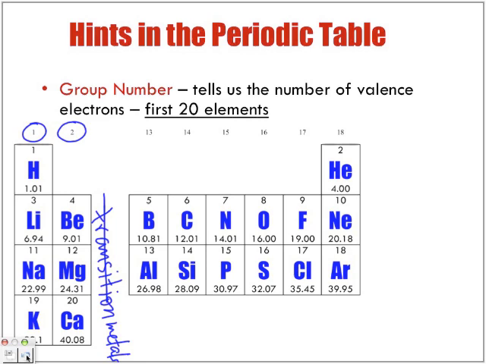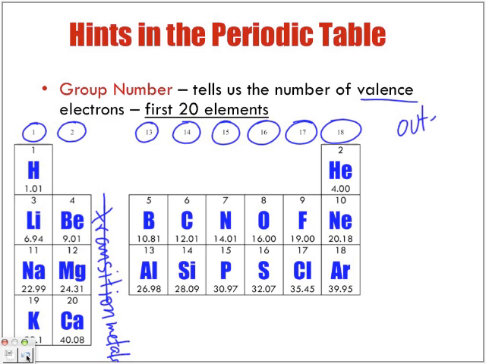Okay, so we've got the transition metals, and then we jump across to the next part of the table at 13, 14, 15, 16, 17, and 18. Group number tells us the number of valence electrons. Valence electrons are the electrons found on the outermost shell or energy level or orbital, whatever you want to call it. So, if we're group 1, 1 valence electron. If we're group 2, 2 valence electrons.